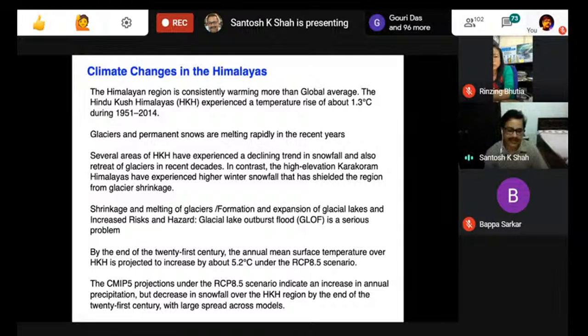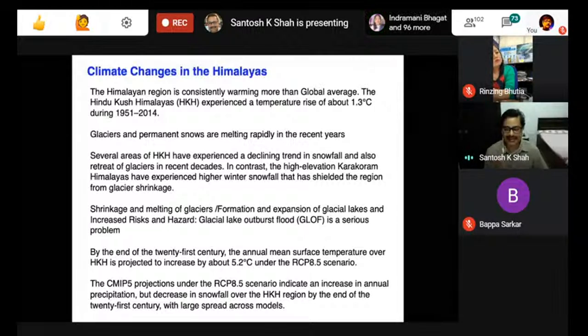Like I already explained about the Karakoram Anomaly. If the sinkage or melting of glaciers also affects the glacial lakes, it increases the risk of hazards like glacial lake outburst. You know that Kedarnath tragedy.